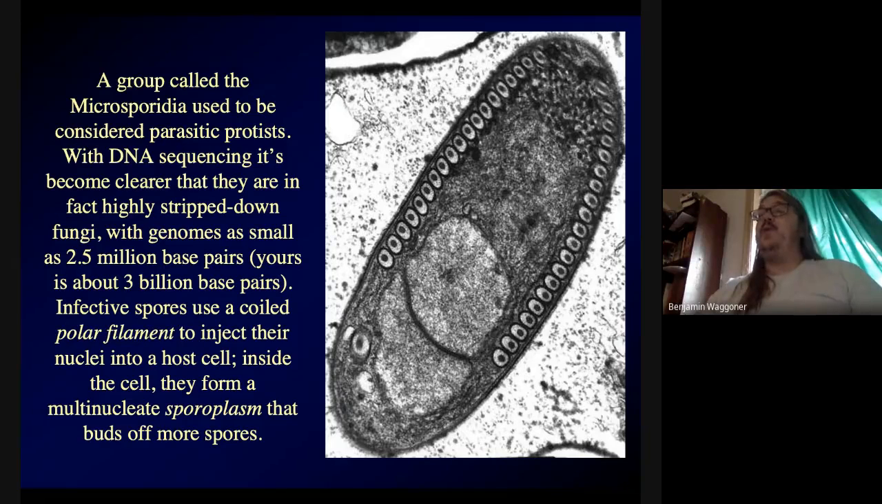And if you ingest an infective spore, the spore will harpoon a host cell with a polar filament, inject its nuclei into the host cell, and then once inside the cell, the nuclei divide and form a multinucleate structure called a sporoplasm, and that will bud off more spores that can go on to infect more cells. So, weird life cycle there.